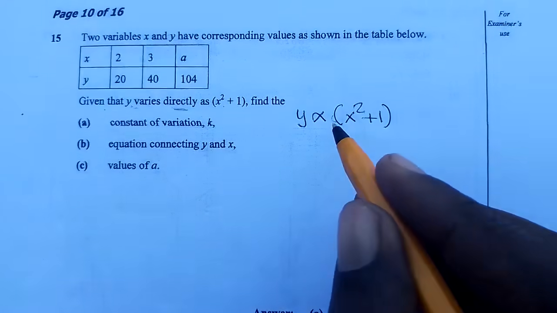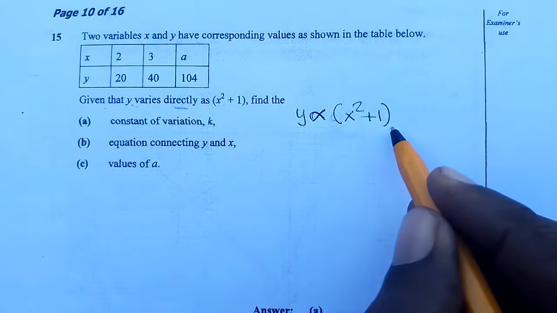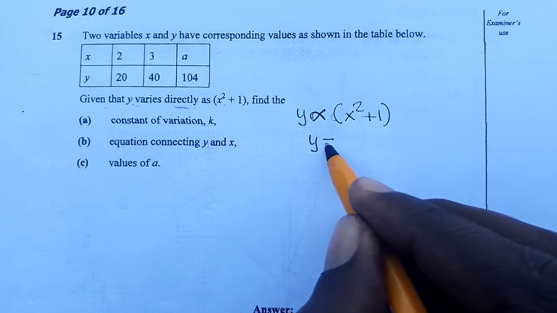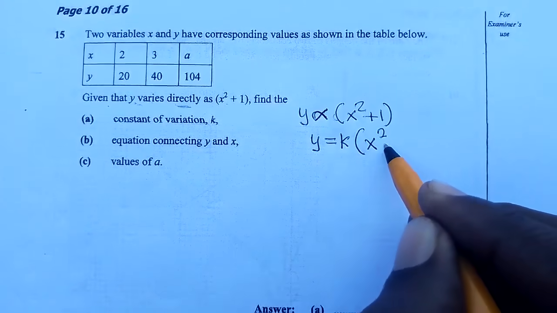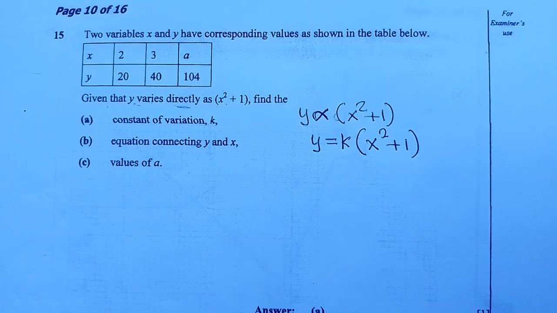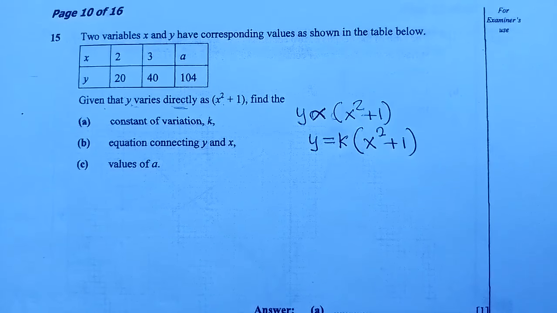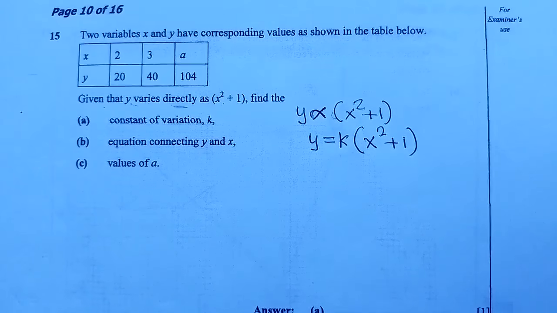If it was inverse, it would be 1 over this. So I told you y will be equal to k, open bracket, x squared plus 1. This is what we are going to form. Hope you are able to understand this and recall the information that we have.